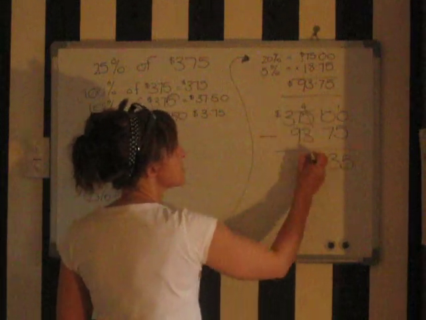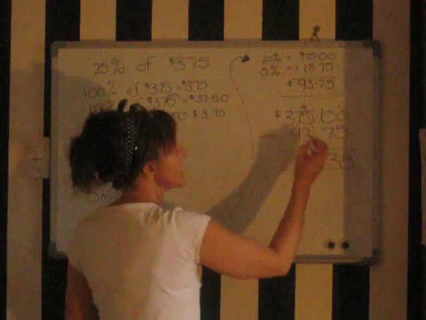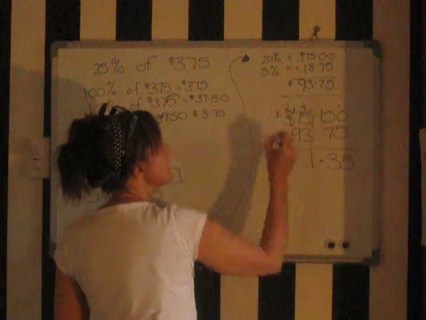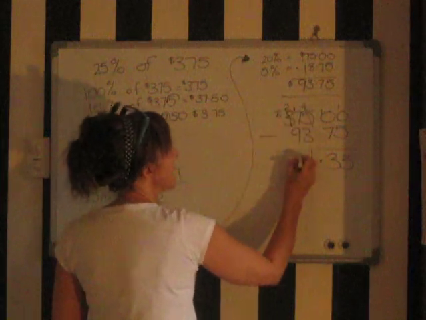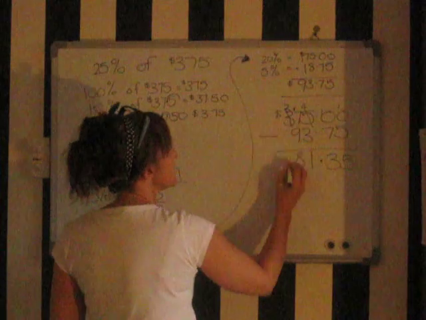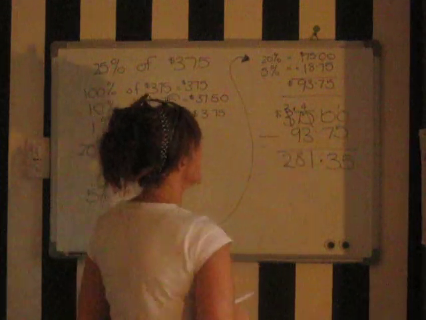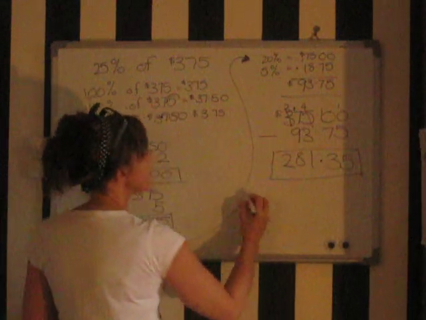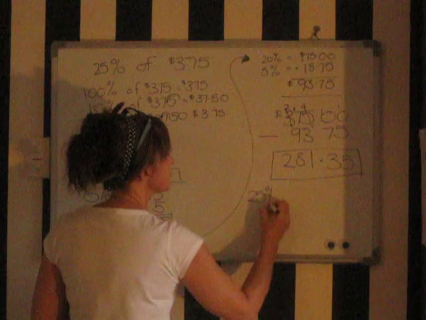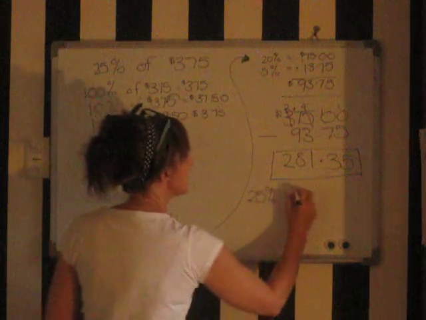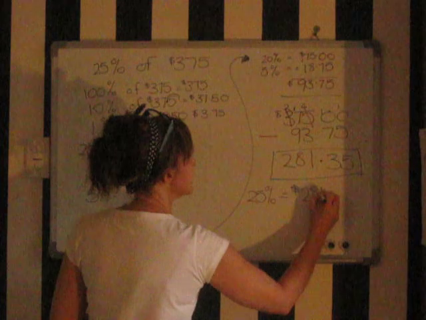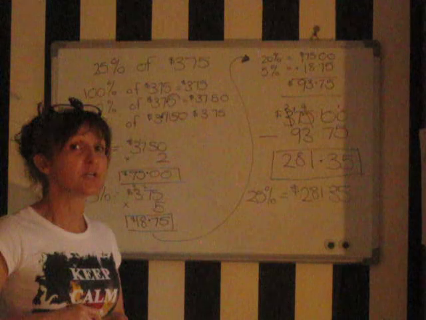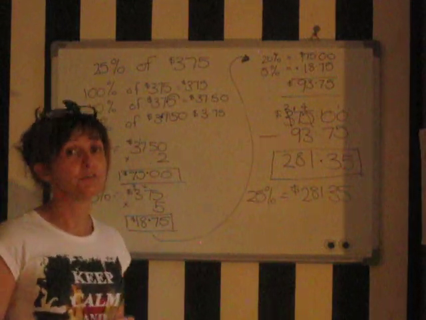4 take away 3 we can do. 1. 7 take away 9 we can't do. So I'll need to borrow from the 3, which makes it 2. And now this is 17. 17 take away 9 is 8. And 2 take away nothing is 2. So at the end of the day, 25% off equals $281.35. So I'm lucky that it was 50% off, because if it was 25% off, I couldn't afford my scissors.